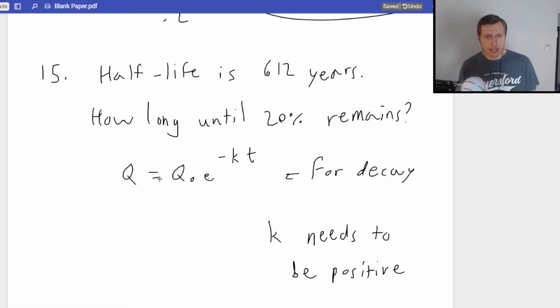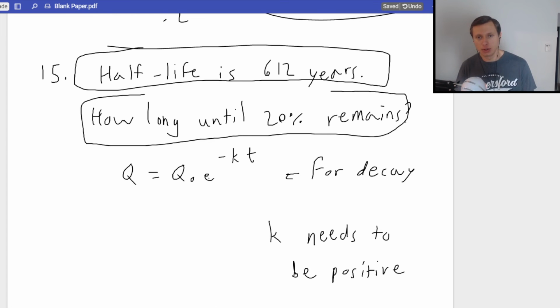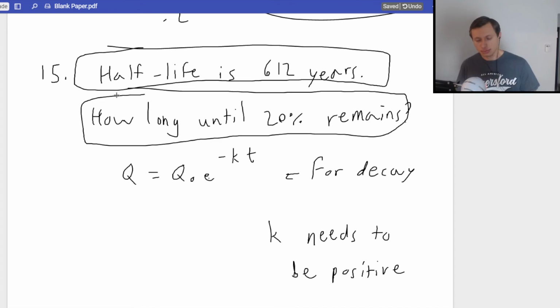So here we go. I'm going to say q equals q naught e to the negative kt. This problem is 2 parts. The first part is I'm going to use this information, half-life is 612 years, to find k. That's what we always do with these problems. We use the first sentence or first piece of information to find k. We then use k to find the second part, how long until 20% remains.